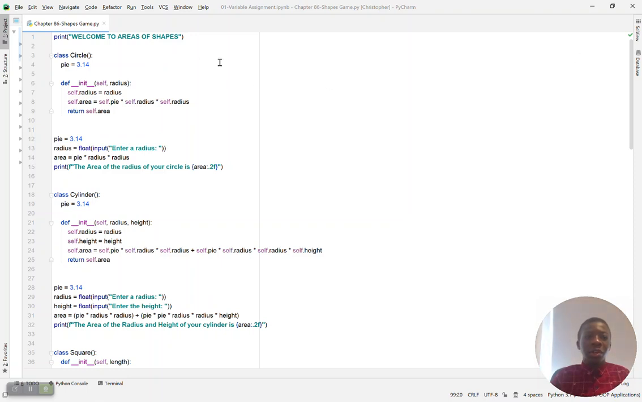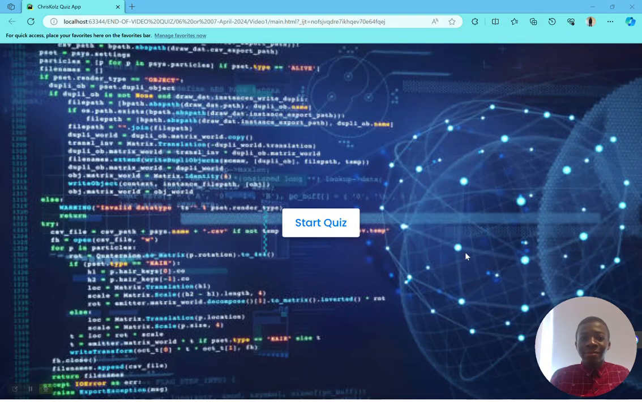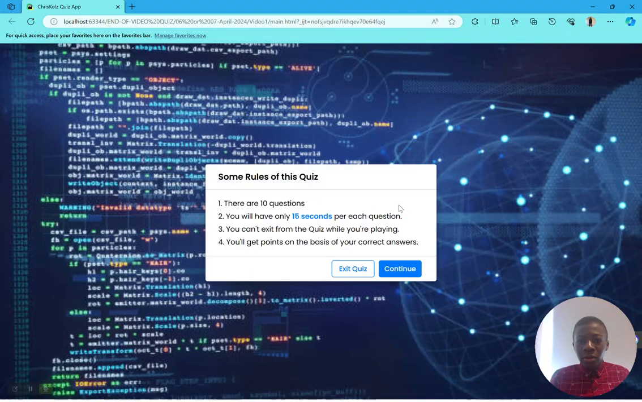If you have been typing it, great, good for you, because I'm about to close it, because we're doing our quiz immediately. So without further ado, let's get into it. There are 10 questions. You'll only have 15 seconds per question. You can't exit from the quiz while you're playing. You'll get points on the basis of your correct answers. Anyone can get free points from these. So let's begin.